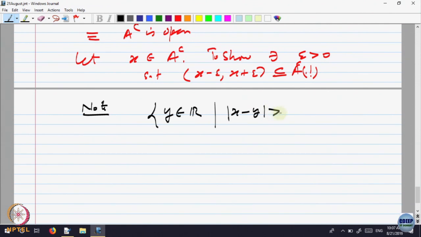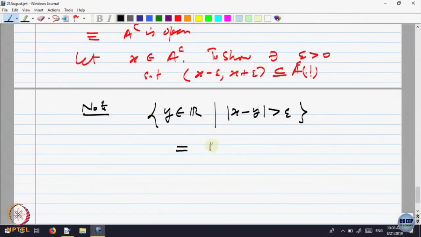If I make it bigger than epsilon, what kind of a set is this? In the real line, x is fixed. I am looking at all y such that the distance of x and y is bigger than epsilon. Obviously, it is a complement of the closed ball. So, it is an open set. You can look at it that way.